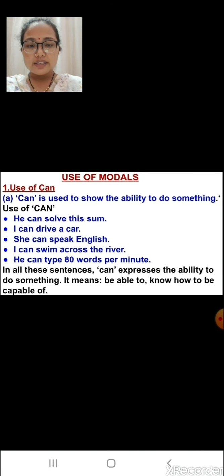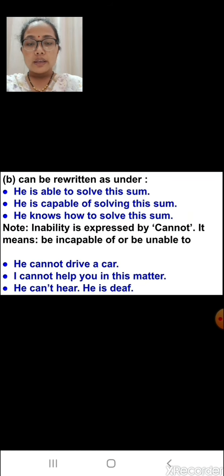In all these sentences, can expresses the ability to do something. It means be able to, know how to, be capable of. It can also be rewritten as under: he is able to solve this sum. He is capable of solving this sum. He knows how to solve this sum. So without using can, how can we write these sentences? These are the examples.